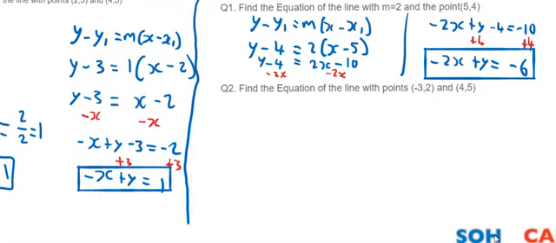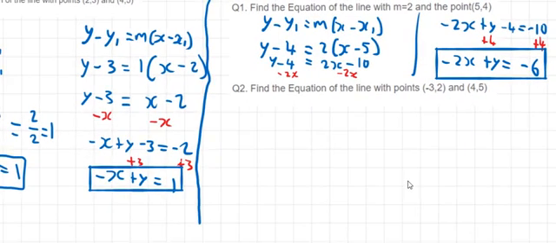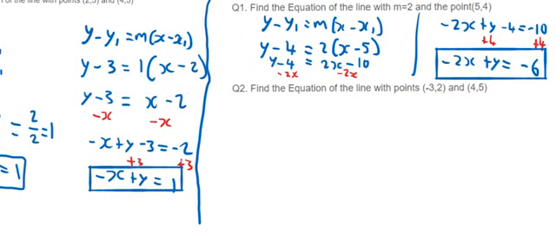Question 2 then. Find the equation of a line with points minus 3, 2 and 4, 5. So again, you'll notice that you're not given the slope in the question. Therefore, I must use the slope formula first. So m equals y2 is 5 minus, I'll just write out the equation first. So y2 minus y1 over x2 minus x1.